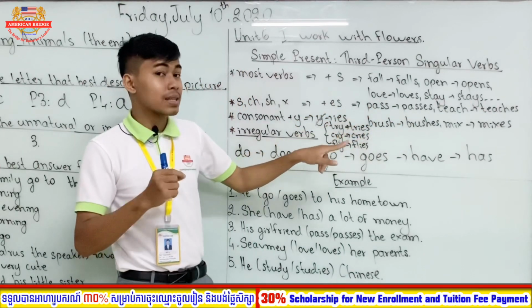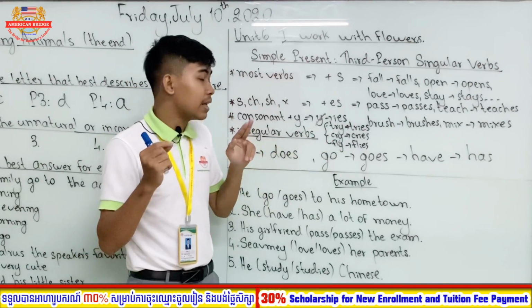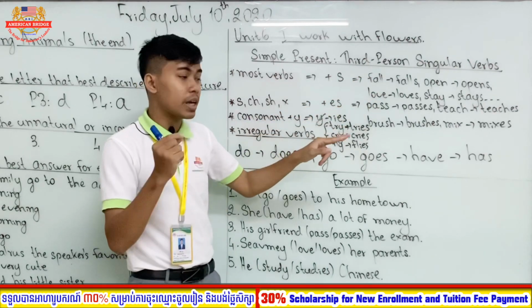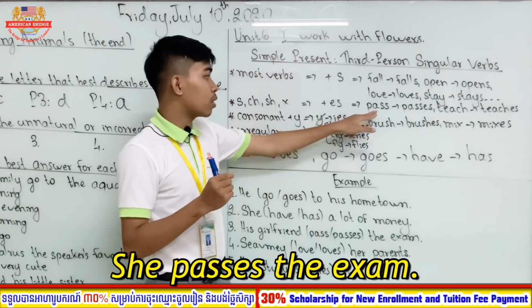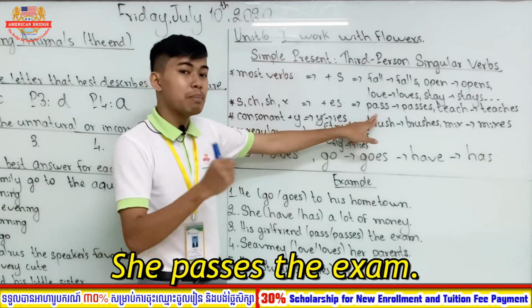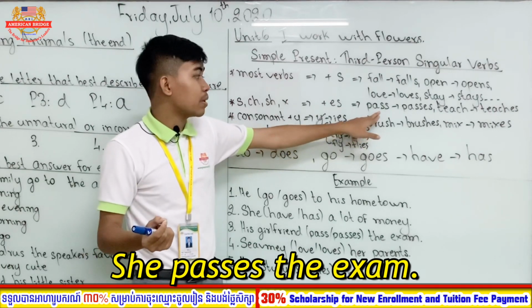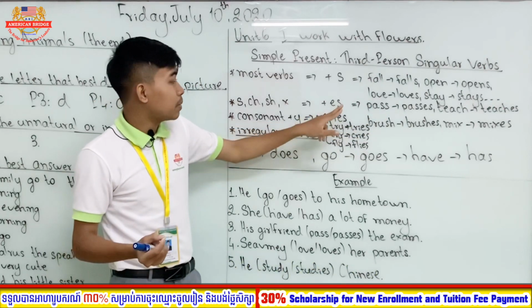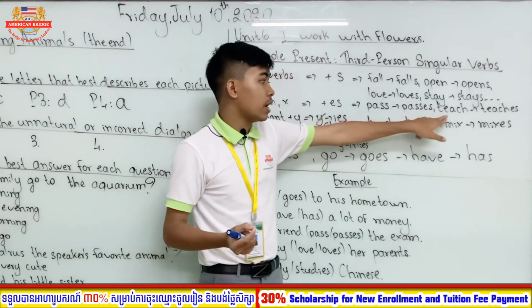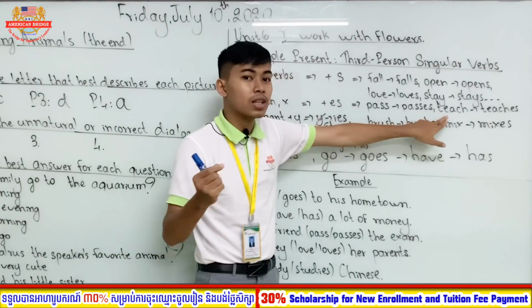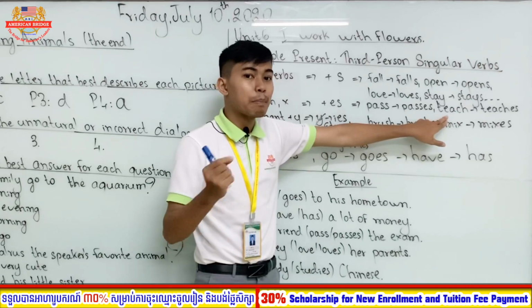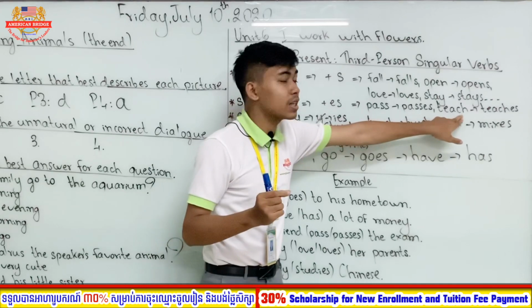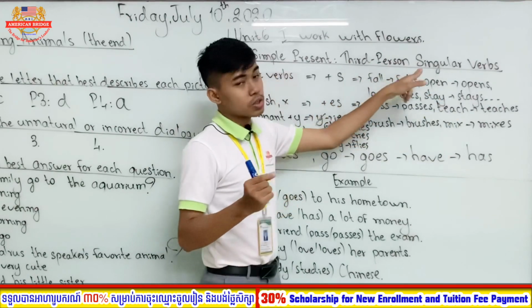Example, I pass the exam, so I don't need to add es because the subject is I. But when we use the third person singular subject like he, she, it, we have to add es. Example, she passes the exam, he passes the exam. Because it ends with letter s, we have to add es. If you don't add it, it is wrong. And the verb that ends with letters ch, like the word teach. Example, he teaches English, she teaches English, my father teaches English. We have to add es because it ends with ch when we use it with a third person singular subject.